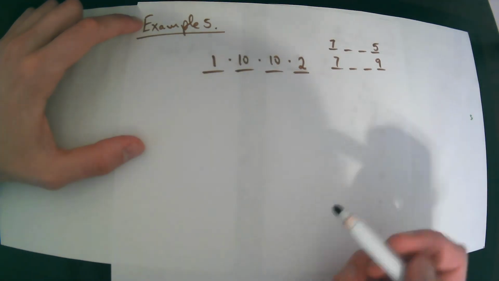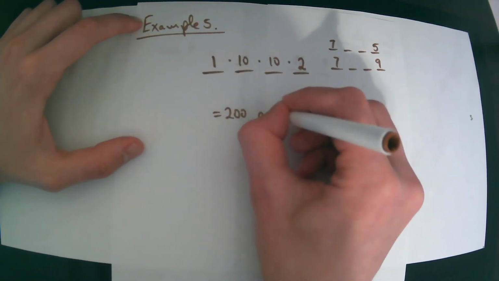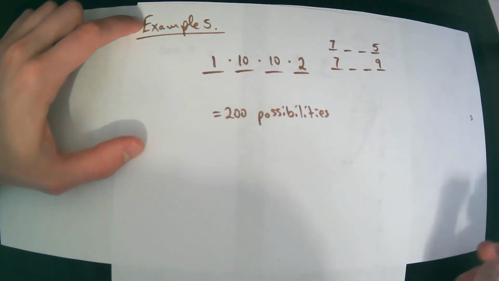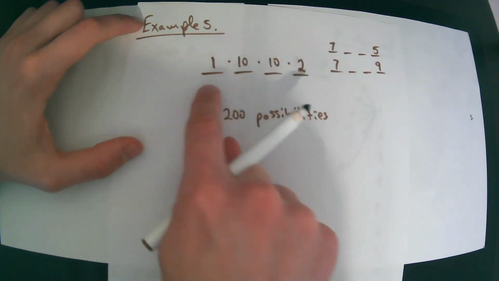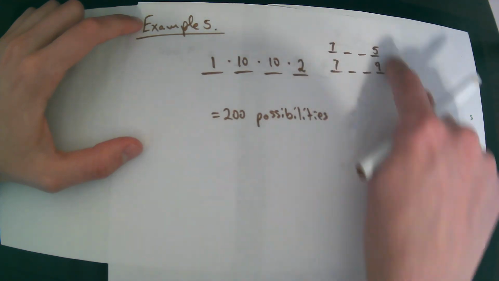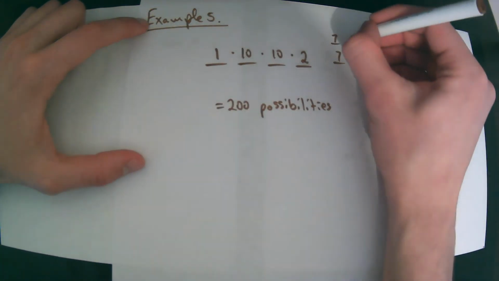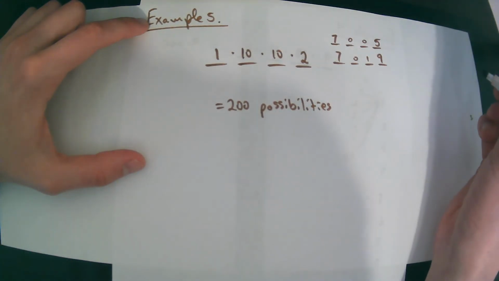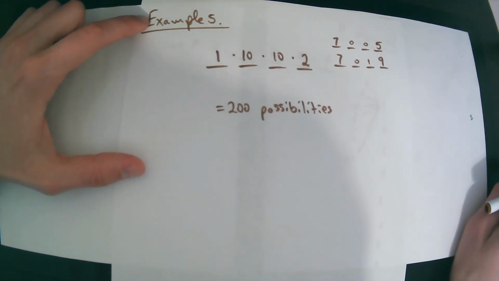Taking the product of all of these, I'm getting 200 possibilities. So you see what I mean about 2 separate things going on here. This is keeping track of the number of options. This is keeping track of what the actual numbers might look like. So for example, I could have 7005 or 7019. These are just 2 examples out of this 200.